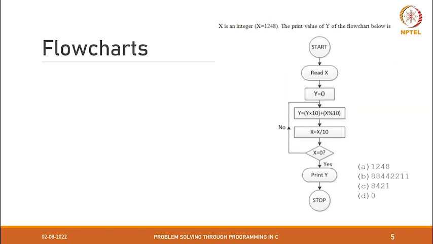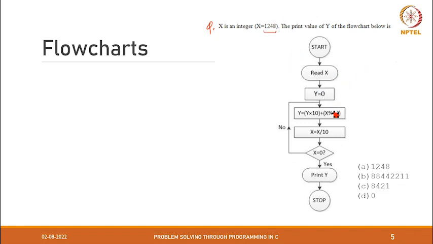I have another flowchart for you, because that's the most technical part that was covered in week one's lectures. So let's try to solve this. What it says is x is an integer. Its value is 1248, and the print value of y in the flowchart below is. So it is asking what is the print value of y, and x, as you can see, has a value of 1248.